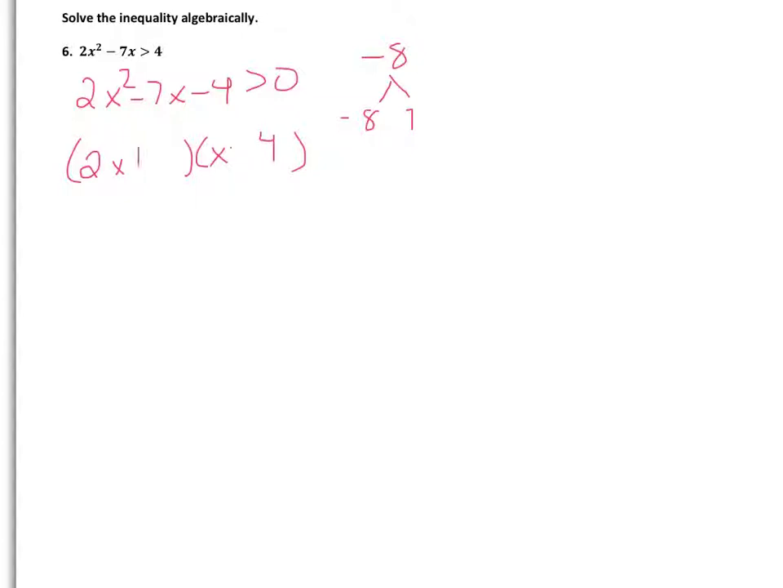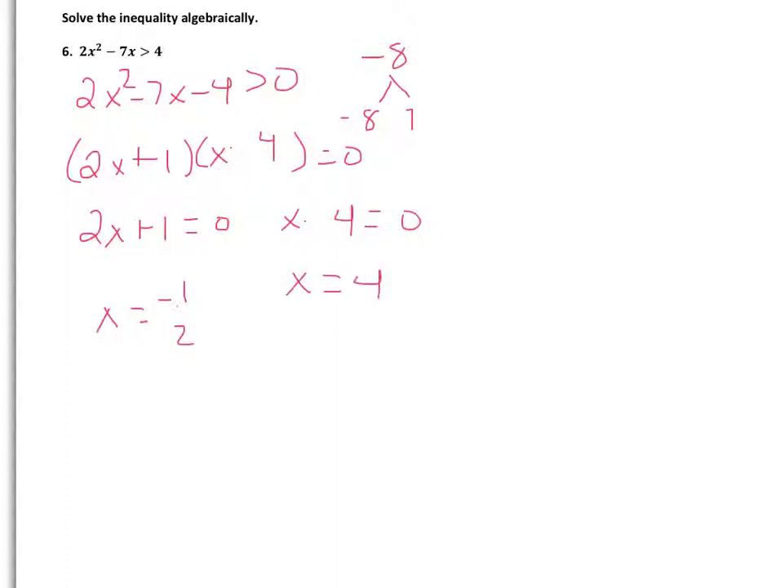So first thing we got to do, subtract the 4 over. Factor, change it to the equation and factor. So you get 2x and 1x, and it's got to multiply to negative 8 and add to negative 7. So negative 8 and positive 1, so minus 4 plus 1. So I get 2x plus 1 equals 0, x minus 4 equals 0. Solve that, you get x equals negative 1/2, x equals 4.